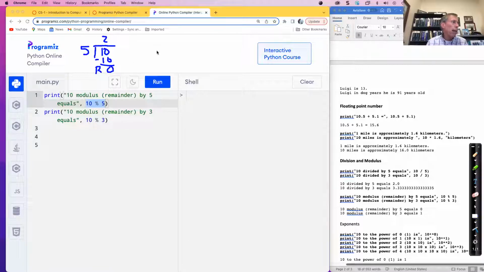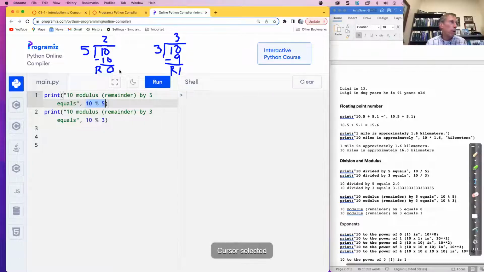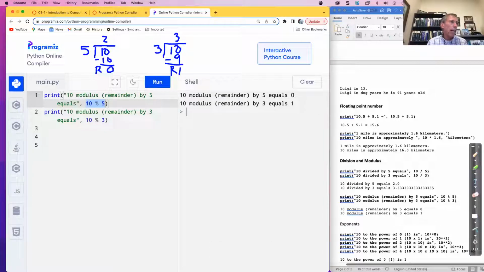I also can do 10 divided by 3. Let's see what my remainder is. 10 divided by 3. Okay. 3 goes into 10 3 times. And we get a remainder of 1. Okay, well, let's see what happens when I run this. Notice here's my remainder, 0. My remainder of 1. So that's how I can get a remainder. It's called a modulus.